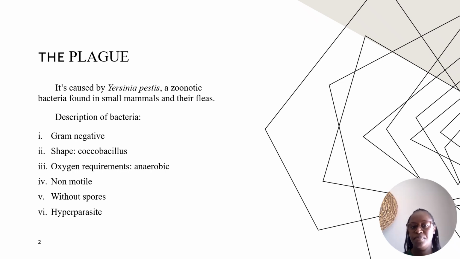And so the description of the bacteria is that it is a gram-negative bacteria that has a coccobacillus shape. It is an anaerobic bacteria, meaning it doesn't need oxygen. It is non-motile, it has no spores, and it is a hyperparasite. So hyperparasite means it can live in both humans and animals, and can also be spread by both humans and animals, which is exactly how the plague is.